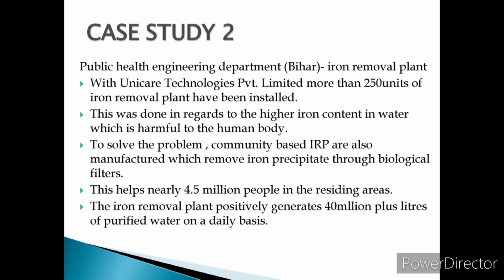The next case study tells us how Unicare Technologies has installed more than 250 units of iron removal plant with the help of the Public Health Engineering Department in Bihar. This was done in regard to the higher iron content in water which is harmful to the human body. To solve the problem, community-based IRPs are also manufactured, which remove the iron precipitate through biological filters. This helps nearly 4.5 million people in the residing areas. The iron removal plant generates 40 million plus liters of purified water on a daily basis.